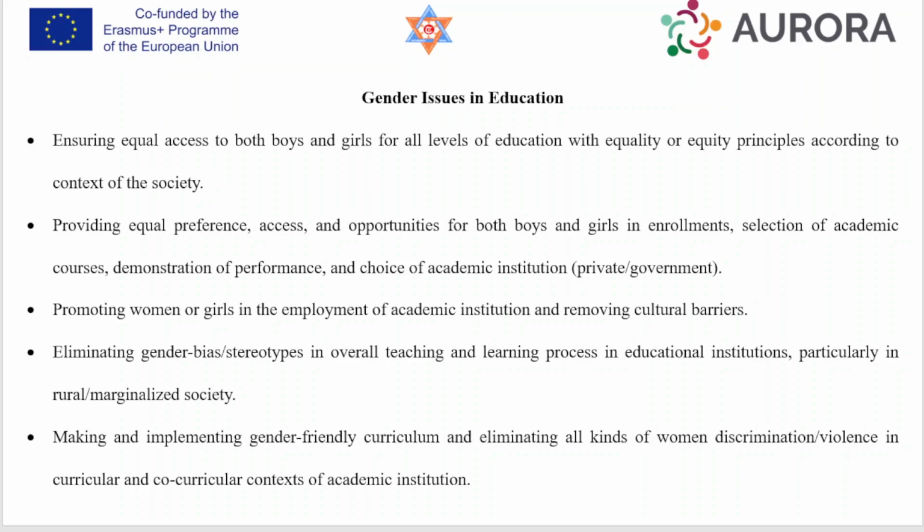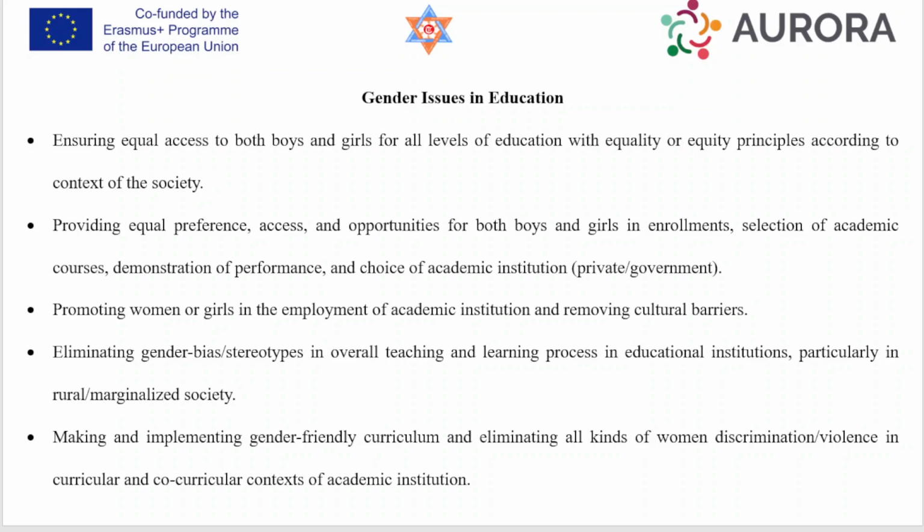The first one is equal access for all. The goal is to guarantee equal access to education for boys and girls, breaking down barriers that may exist at various levels. This includes creating an environment where both genders have equitable opportunities to pursue education.